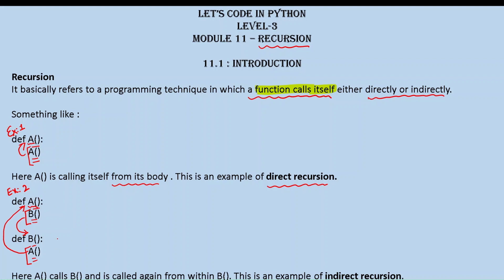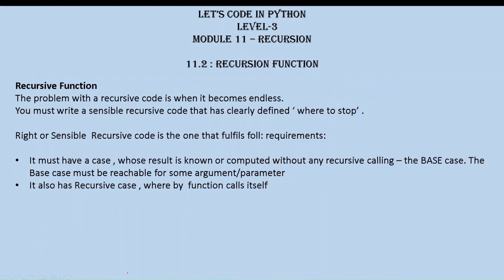So this is a way in which recursive action is being performed but indirectly. So this is an example of indirect recursion. This is direct recursion and this is indirect recursion. So we can move ahead and further try to define a recursive function and its problems.